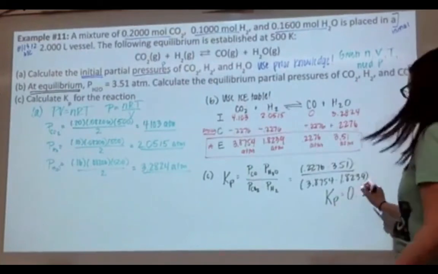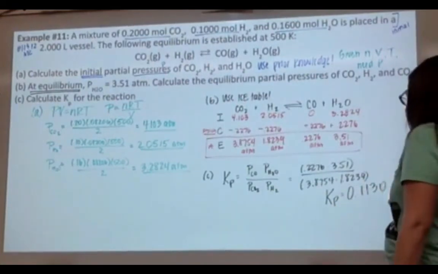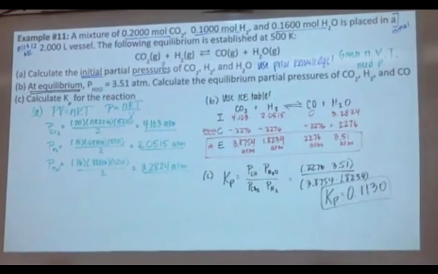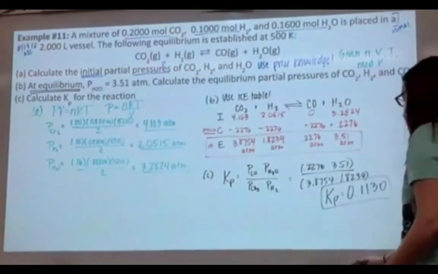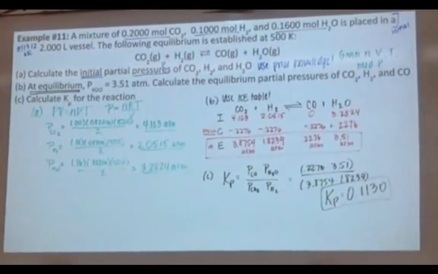I got 0.1130. I did 4 sig figs because that's what our information was. If you did 3, that's okay. But remember, K does not have units.